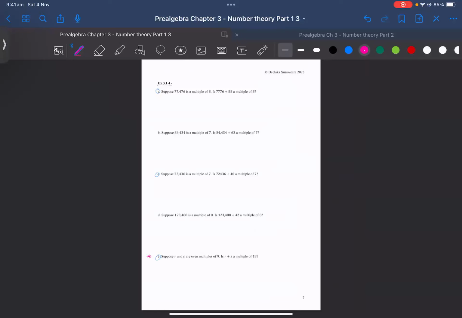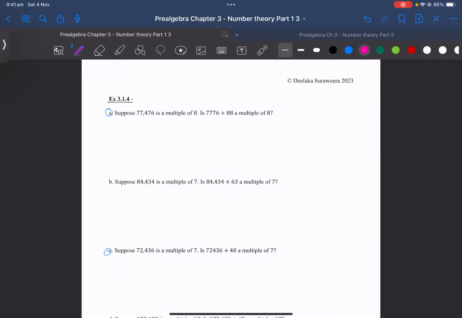Do we need a calculator? Is 77,476 a multiple of 8? No, it's given to you, so you can assume it's true. Oh, sorry, I've put the wrong numbers here. I don't know why they're different. It should be 77,476. It's a misprint on my part. I think it's not a multiple of 8, but just assume it is. Pretend it's true. The only thing we need to check is the other number, the smaller number.